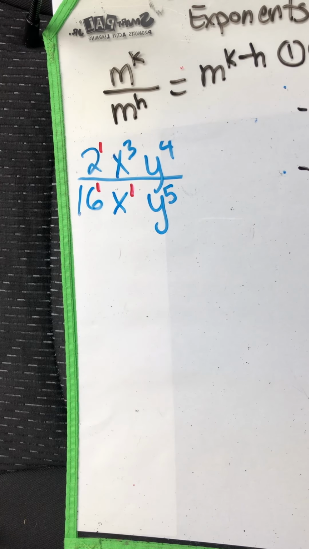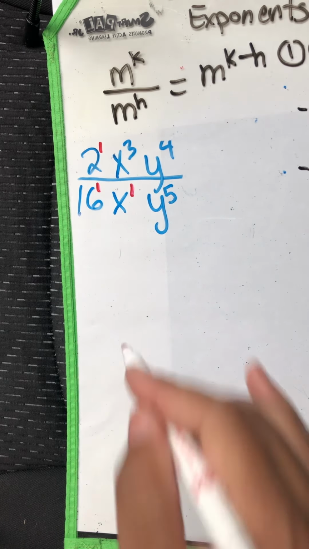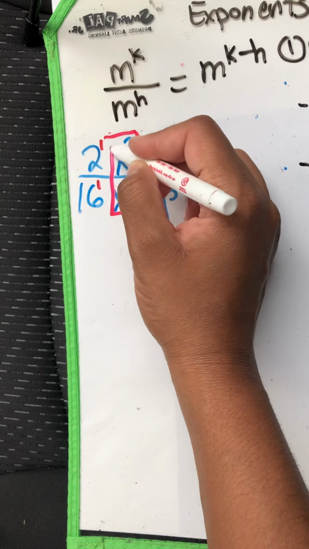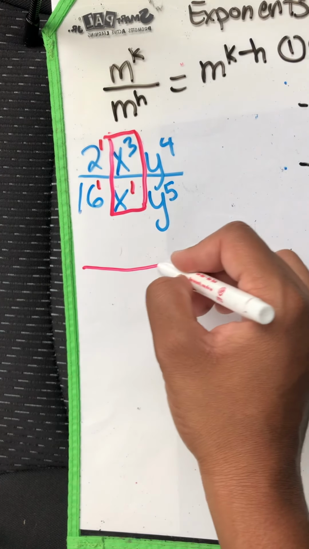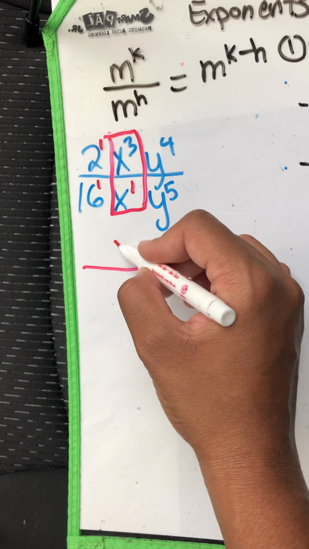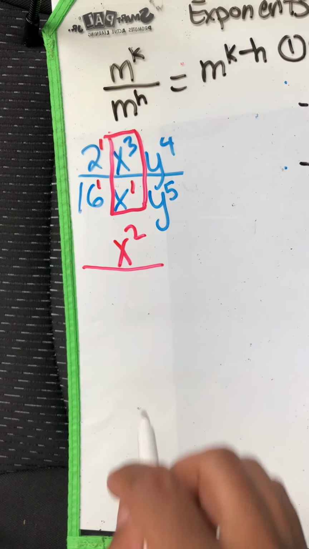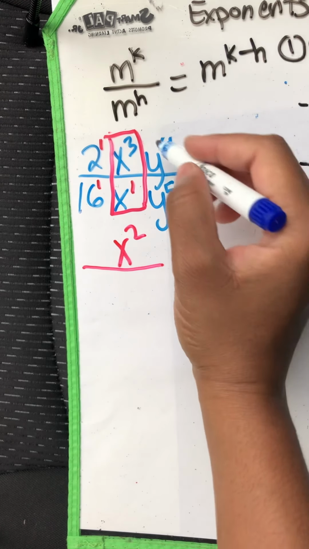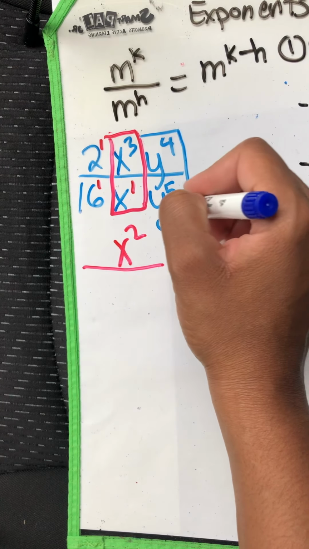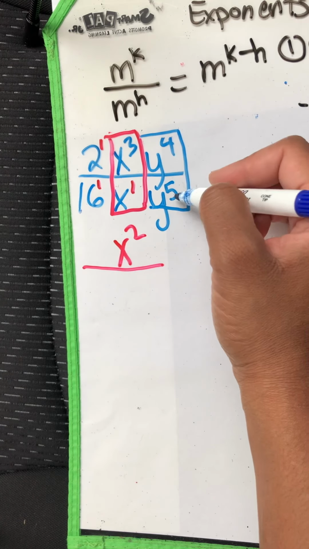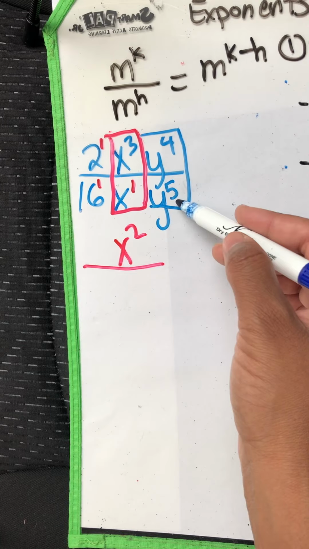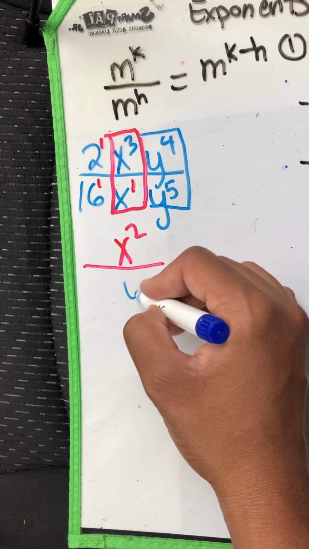So I'm going to start with what we already know. Let's look at the x's. I have 3 on top, 1 on the bottom. When I subtract, I have 2 extras, and where? There are extras on the top. Remember, you're always leaving it where the exponent is bigger. Then I'm looking at the y's. I have 4 on the top, 5 on the bottom. If I subtract, there's 1 extra, and where is it? It's on the bottom of the fraction.